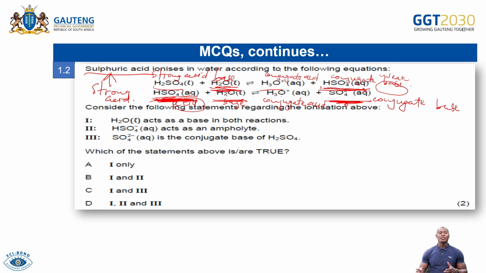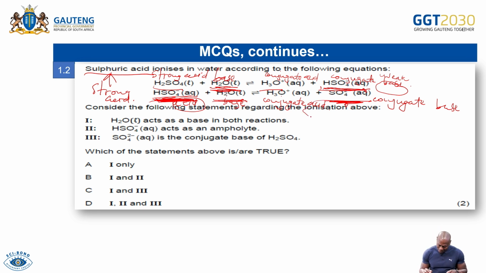First thing, to be able to identify that, this is what we have to do. Identify the acid, identify the base, the conjugate acid, the conjugate base, right? Then from there, you'll be able to tell whether the substance in those two equations is acting as an ampholyte or not. So let's look at the question here. Consider the following statements regarding the ionization above.